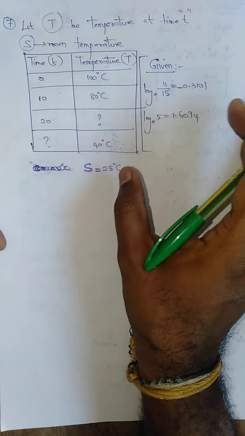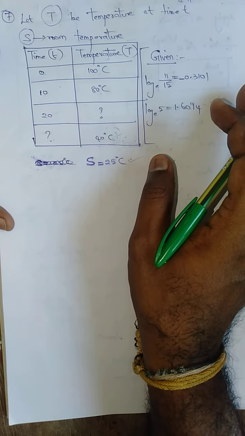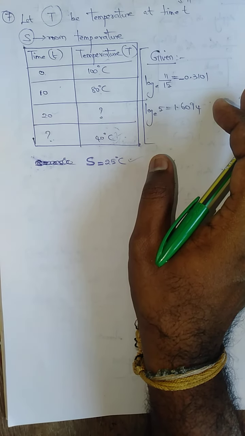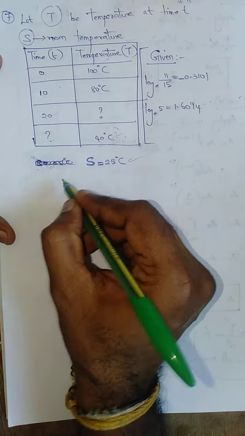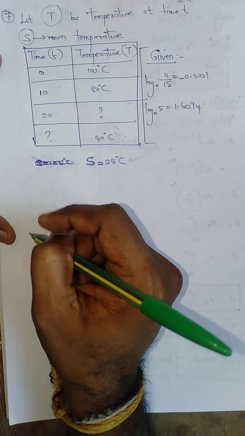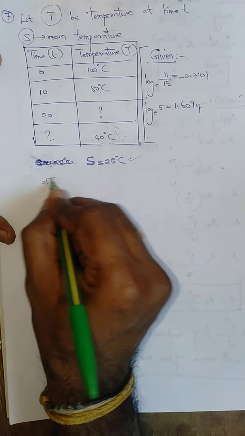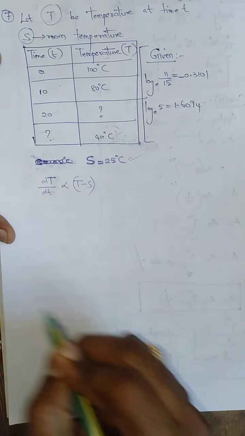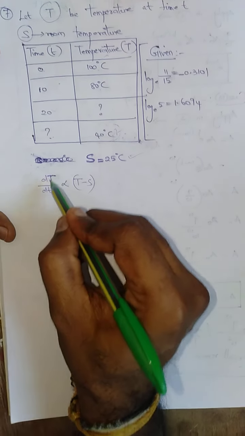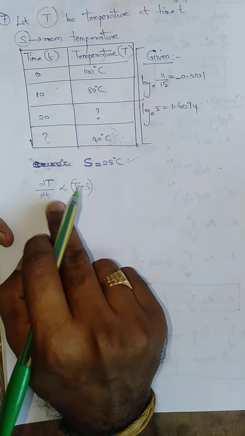We need to prove this sum. It is somewhat of a tough sum, but we need to derive it. I have written the data first because the data is very important for us. So by Newton's law of cooling, what is the formula? dT/dt is directly proportional to T minus S, where T is the temperature, t is the time, and S is the surrounding temperature.